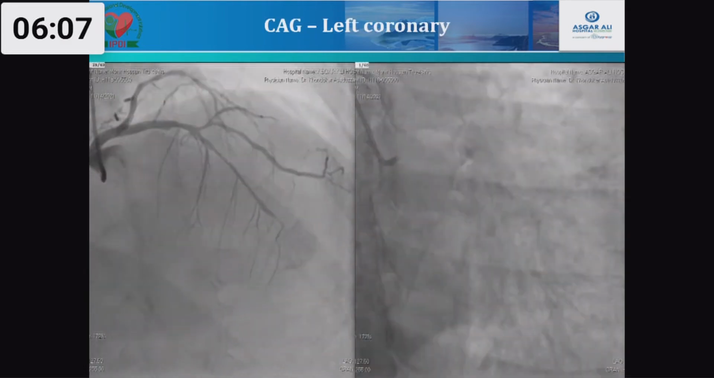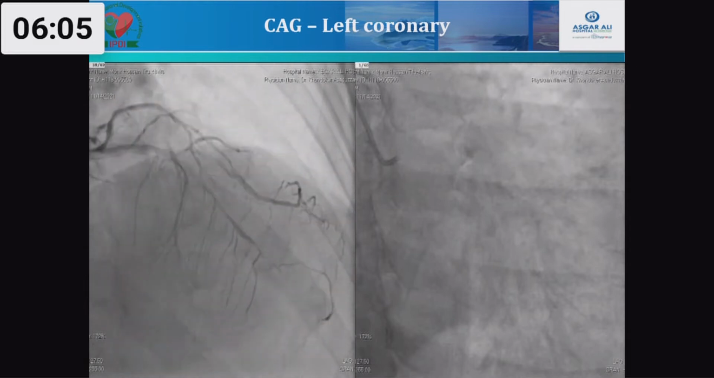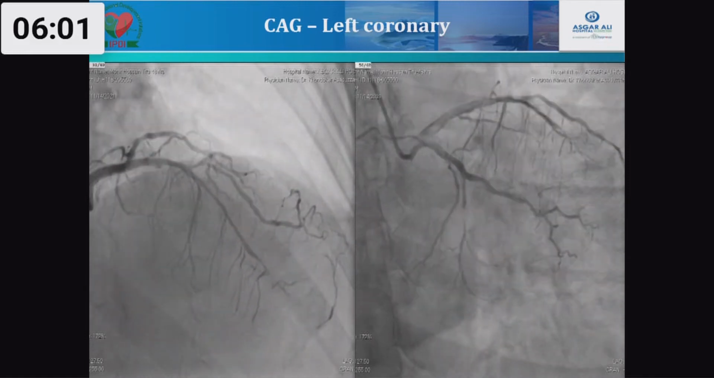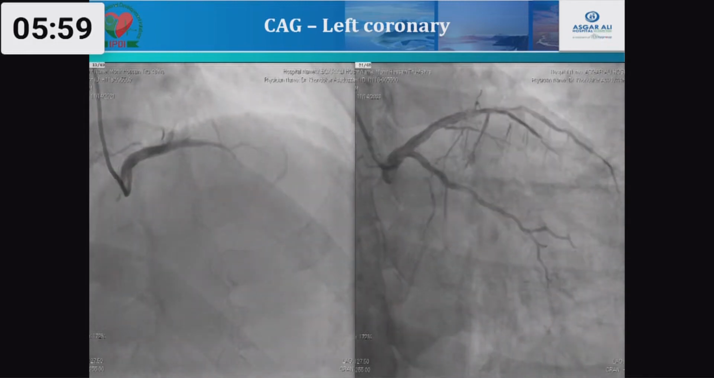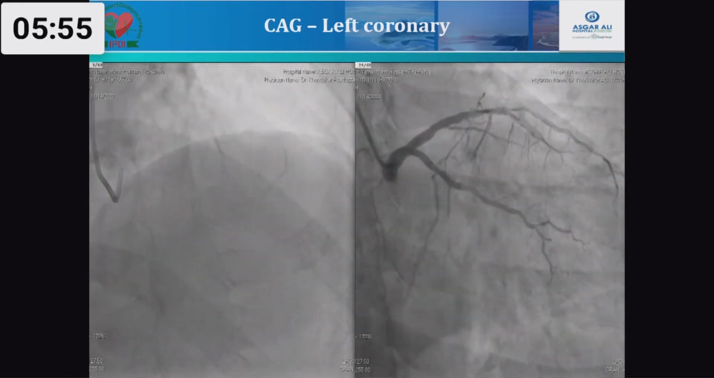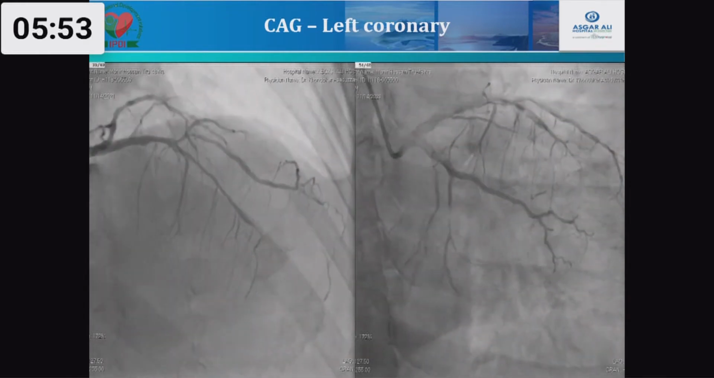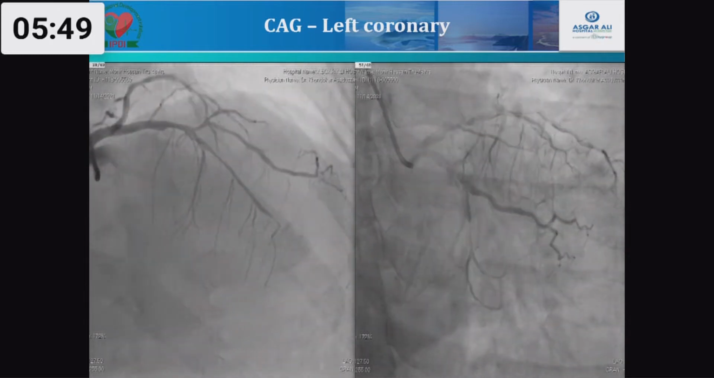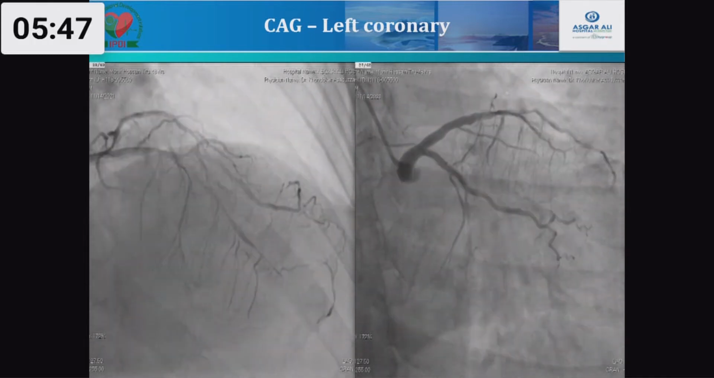Let us see the angiographic view of this patient. First of all, in the left system, you can see there are diffuse lesions involving the LAD, and very tight lesions near total occlusion in the distal or terminal part of the LAD. There is also a very tight lesion at the mid LCX, though it is a poor caliber LCX. And the LAD also is of poor caliber.